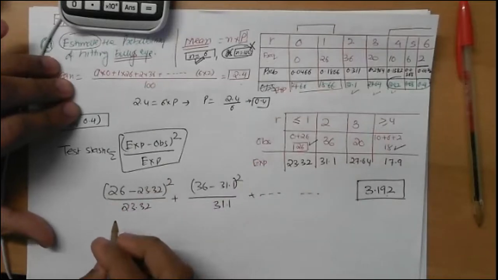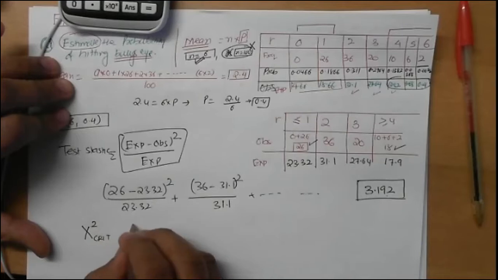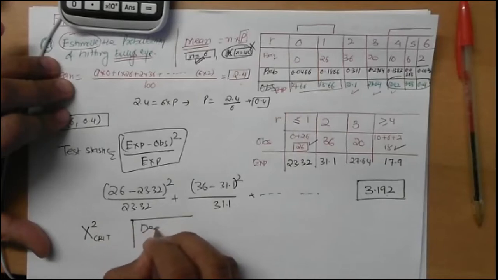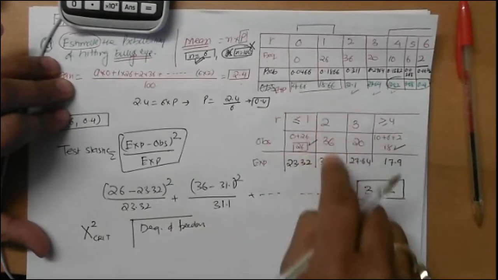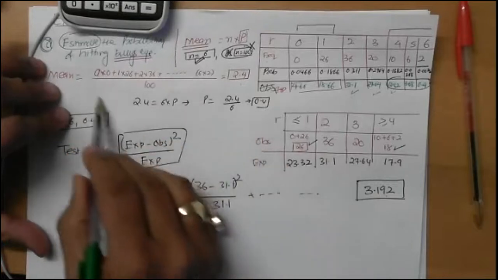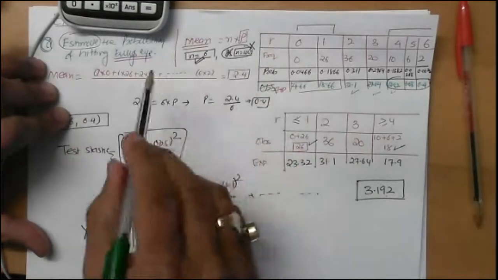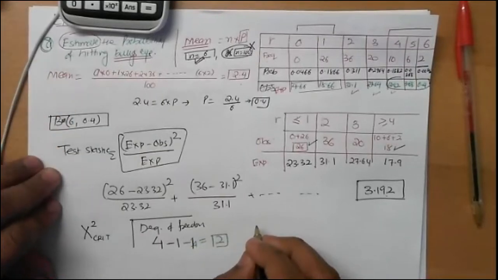Guys, the next step is to work out a critical value, the chi-square critical value. For that, we need the degrees of freedom. How many are the new columns? 1, 2, 3, 4. So 4 take away 1 is standard. And very, very important, we take away 1 more, because this time as well we've estimated the probability. So the final degrees of freedom are 2.